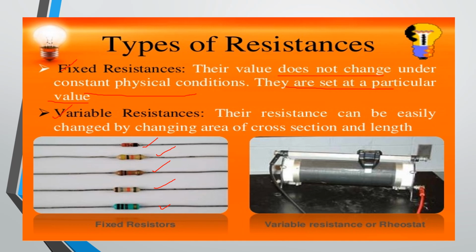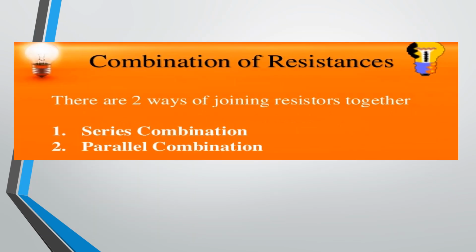And we have variable resistance. Variable resistance, obviously you know, because in part 1 itself we discussed variable resistance. That is the rheostat. It can increase or decrease the current when you slide it to this side and that side. So it is the variable resistance. The resistance can be easily changed by changing the area of cross section and length. So these are the two types of resistance.